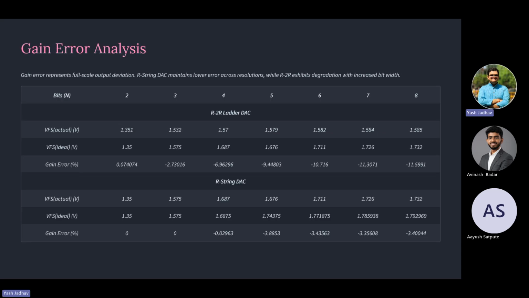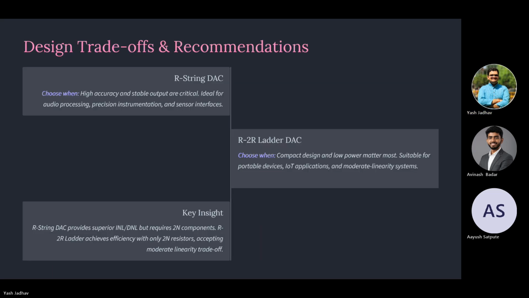Gain error analysis. Here we have done gain error analysis, where we can see that the R2R ladder DAC has an issue with gain error. Till the end, the R2R ladder DAC falls short, but the R-string DAC has lesser gain error. So we can conclude that the final output is way better in the R-string DAC than the R2R ladder DAC. Design trade-offs and recommendation.